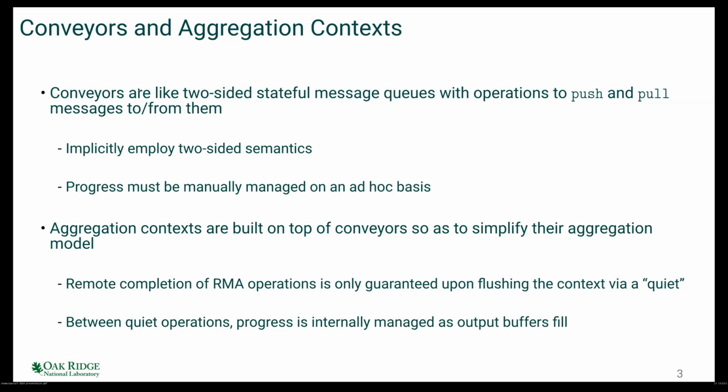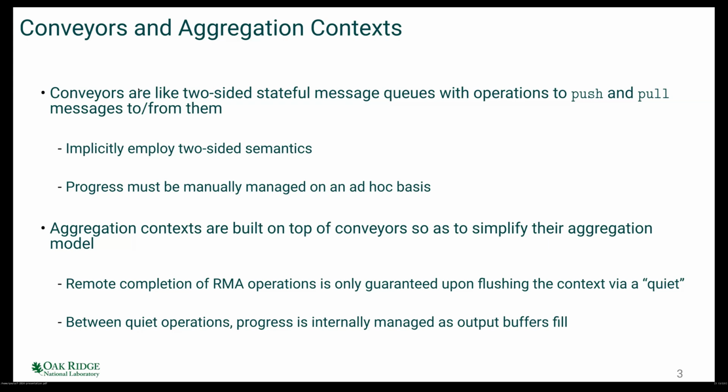So just a quick overview of what conveyors are, for those new to the class. Conveyors are basically like two-sided stateful message queues with operations to push and pull, usually fixed-size, messages to and from them. This is implicitly two-sided. But the states of those queues and the management of the progress on them must be carefully managed through a contract, and progress is being handled on an ad hoc basis, which we'll see in a moment.